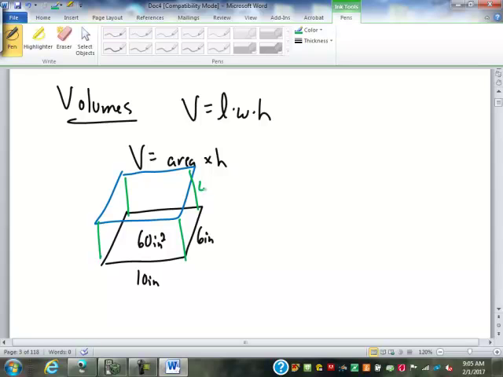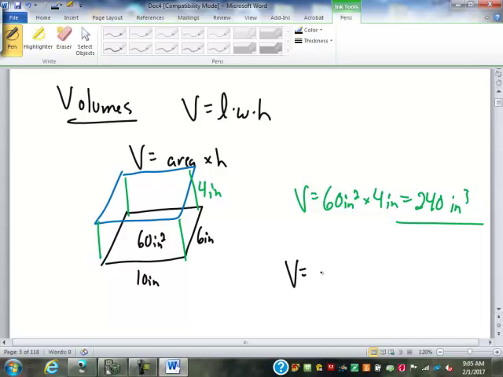So let's say this is 4 inches here. That volume would be the 60 inches squared times the 4 inches of height, or 240 inches cubed. Remember, square inches times inches is inches to the third, or cubic inches. The reason I do it this way is not everything is a box. Obviously, this one here, you could have done length times width, which is just your 60 square inches, times your height. Still, you get 240 inches cubed.